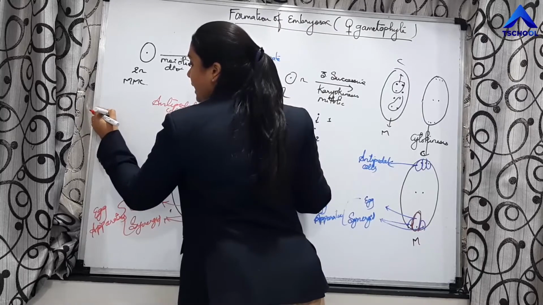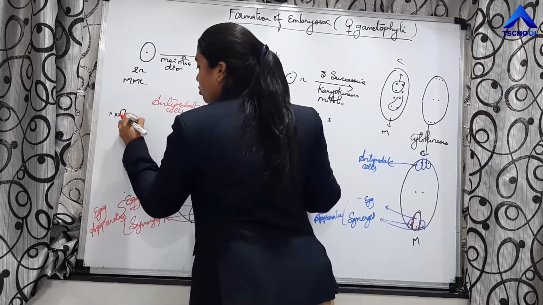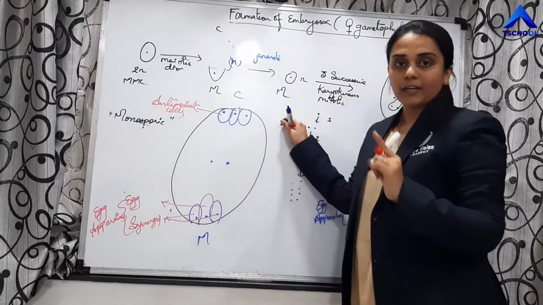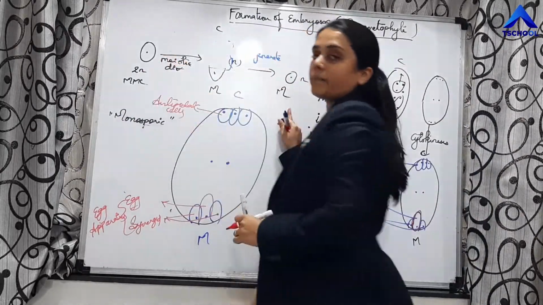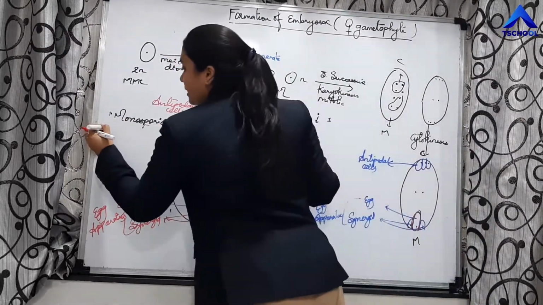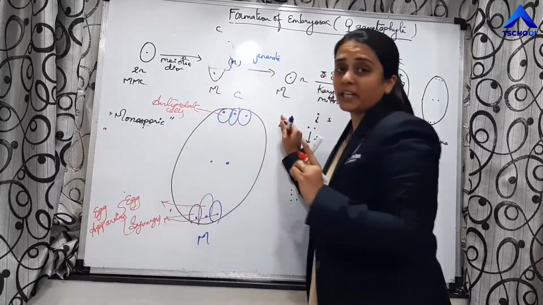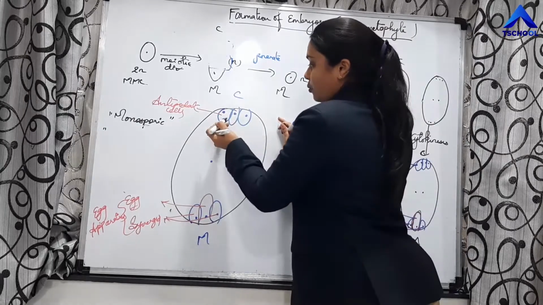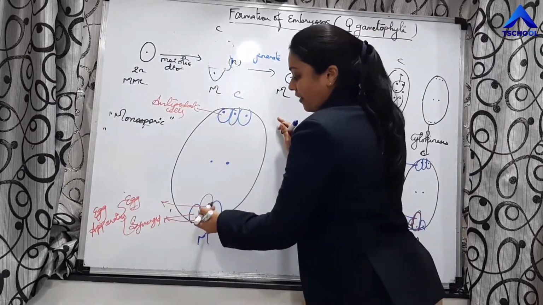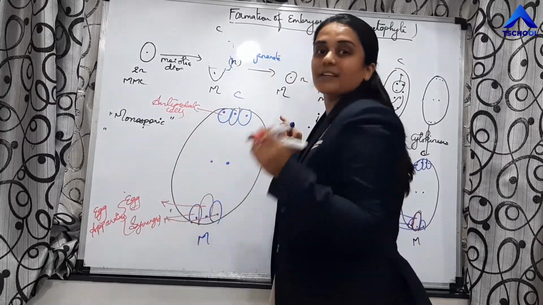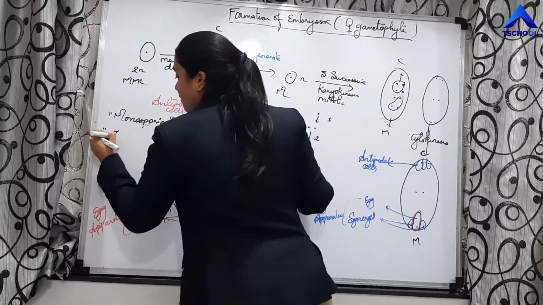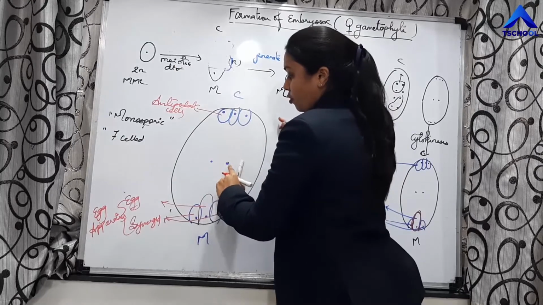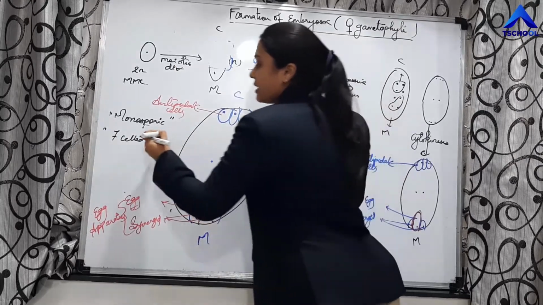This embryo sac is called a monosporic type of embryo sac. Why? Because it developed from a single megaspore mother cell. How many nuclei does it have? 8 nucleated. How many cells are present? 1, 2, 3, 4, 5, 6, and this large cell, 7 cells. So it is 7-celled and 8 nucleated.